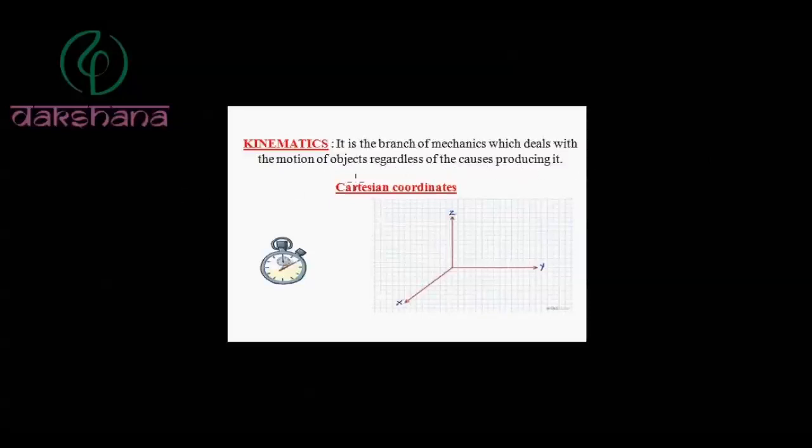So in kinematics, we study the motion of an object without concerning ourselves about the causes producing it. And in order to study the state of an object, first of all we need to define the frame of reference, and in our case the frame of reference will be the Cartesian coordinates, in which we have x, y and z axes mutually perpendicular, and we have a clock fixed at the origin to measure the time.